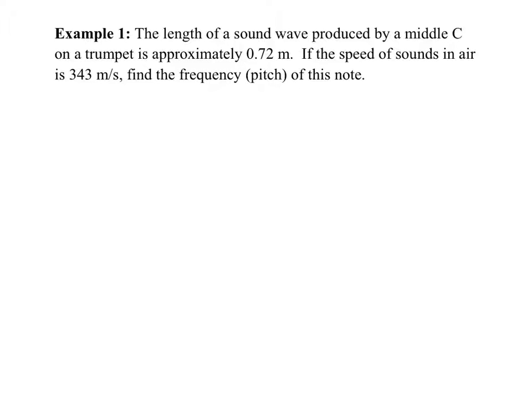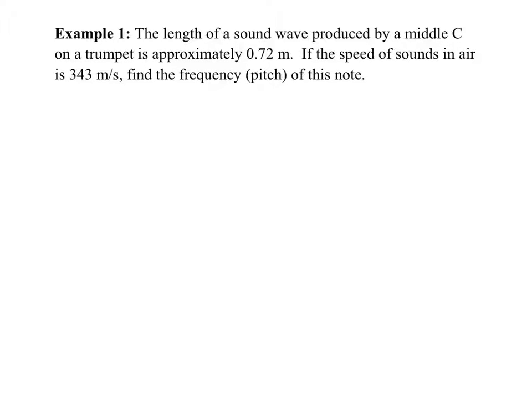So the reason I use this example, I played the trumpet in high school, so I just happened to look up the value. I look up the value here just to get an idea for this. In a minute though, we'll do one that's a little more applicable. So first, we'll say the length of a sound wave produced by a middle C on a trumpet is approximately 0.72 meters. That's actually pretty long.